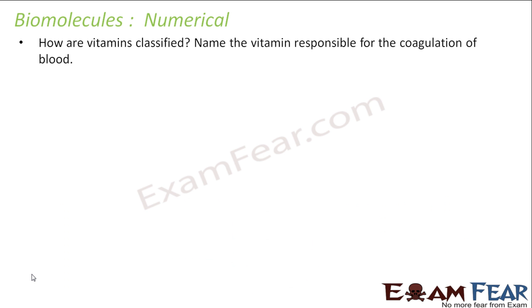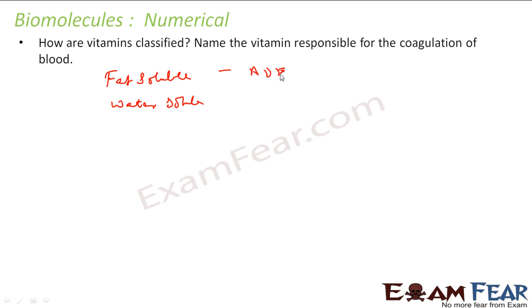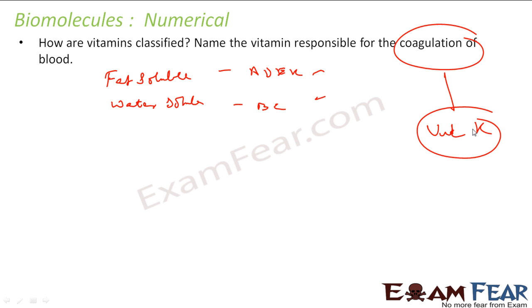How are vitamins classified, and what is the name of the vitamin responsible for coagulation of blood? See, vitamins are classified by solubility, fat soluble or water soluble. Fat soluble is A, D, E, K, and water soluble is B and C. We have seen that. And for blood coagulation, I think vitamin K is responsible for blood coagulation.